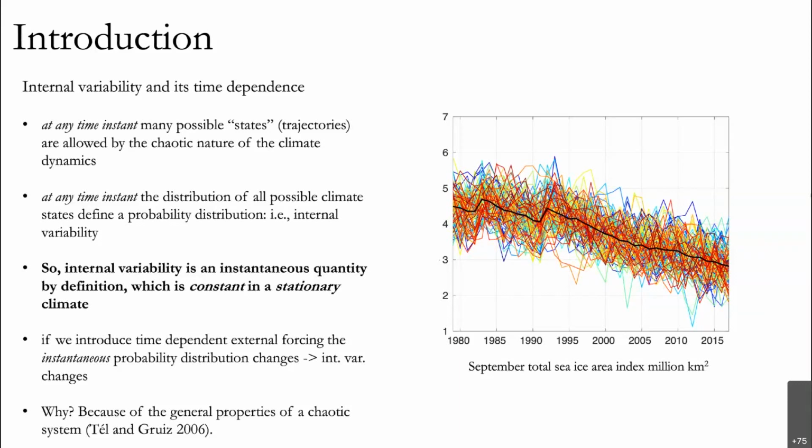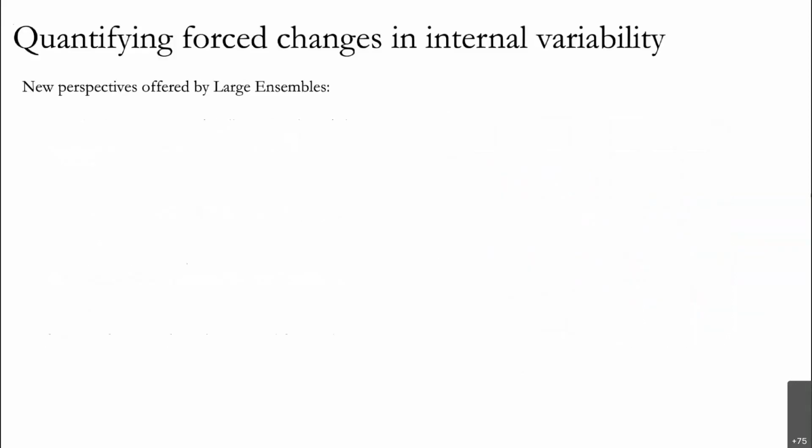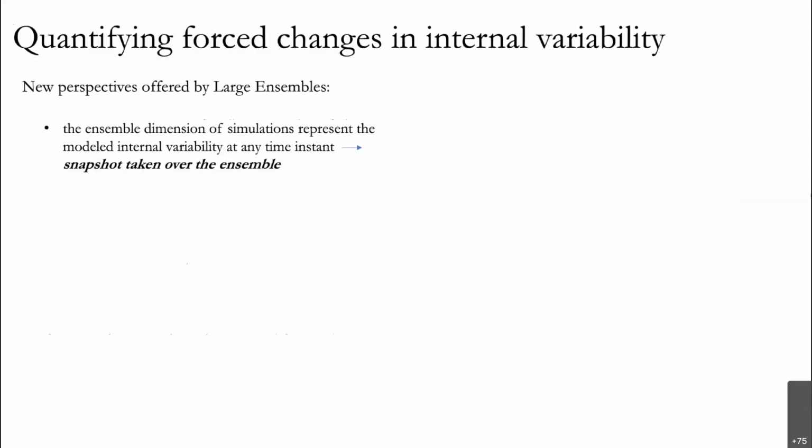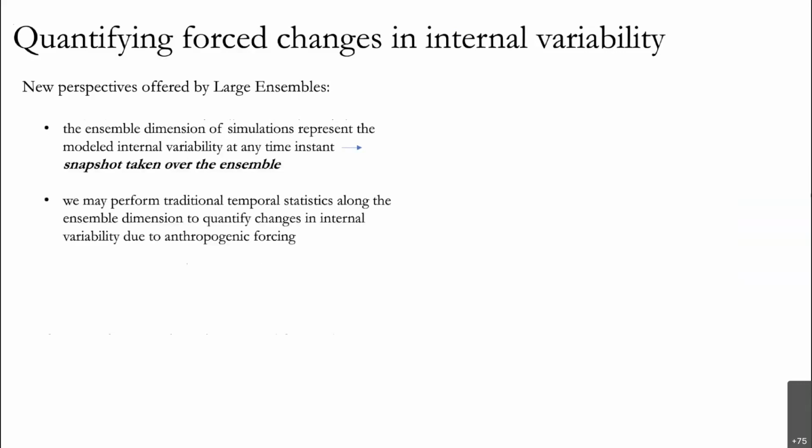So using large ensembles, new perspectives open for detecting forced changes in internal variability, because the members of the ensemble constitute the modeled internal variability at any time instant, which will be referred to as the snapshot taken over the ensemble. This is what the title refers to. That is, we perform traditional temporal statistics using the ensemble dimension. In this way, the traditional time-based statistics transform into ensemble-based statistics, where the time dimension is replaced by the dimension of the ensemble members.